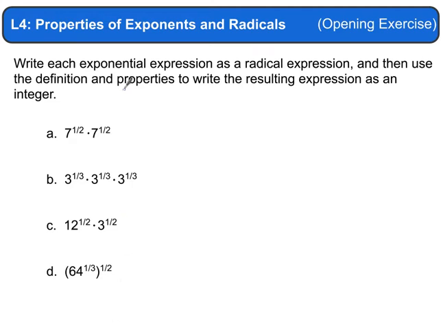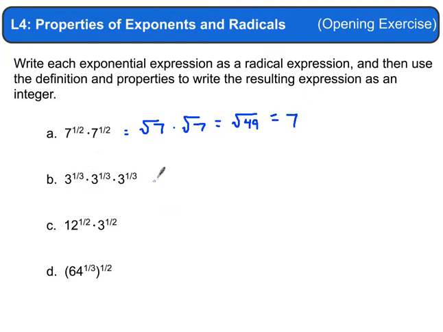So if we did that, that means 7 to the 1/2 would be the same thing as the square root of 7, and then another 7 to the 1/2 power would be another square root of 7. So now that we both have radicals, 7 times 7 is 49, so now we have the square root of 49, and that results in us getting a 7.